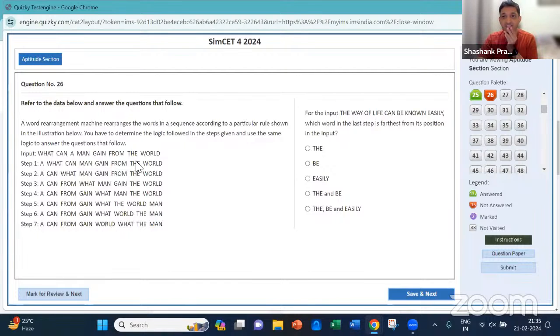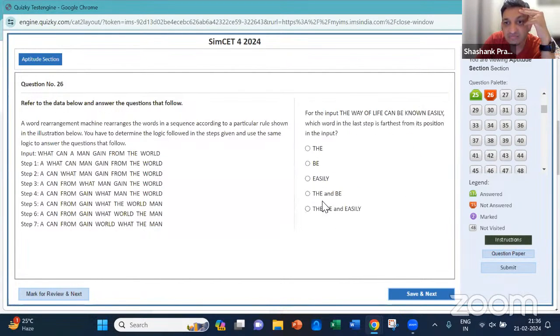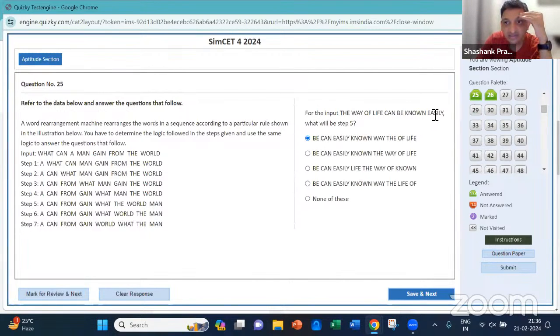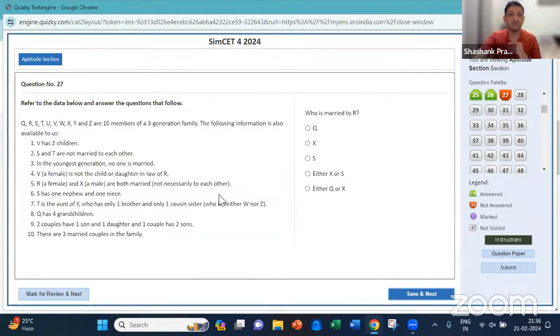Okay, which word in the last step is the farthest from its position in the input? ठीक है. The is 1 to 6 चला गया तो 5 places away. This is definitely not 5 places away. 6 will become 1. Yeah. So B भी है and the भी है. Easily भी हो रहा है क्या? I'm not sure. Easily is 8 and 3. Yeah. Easily is also there. Perfect. Very nice. Nice question because I was able to solve it.